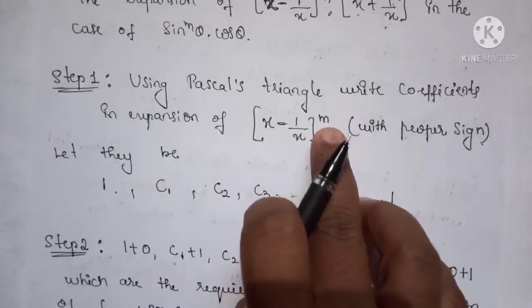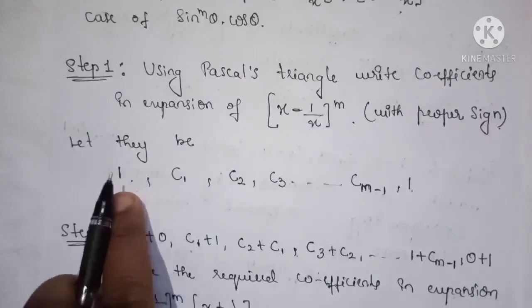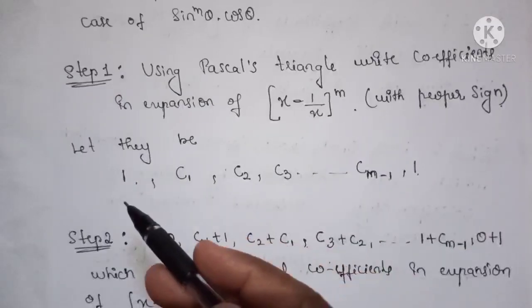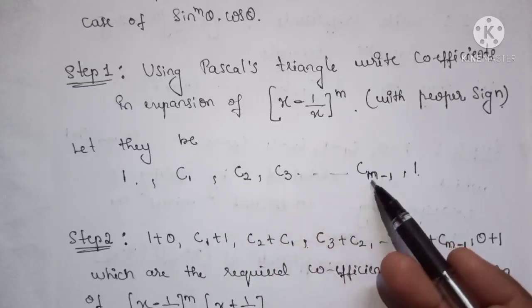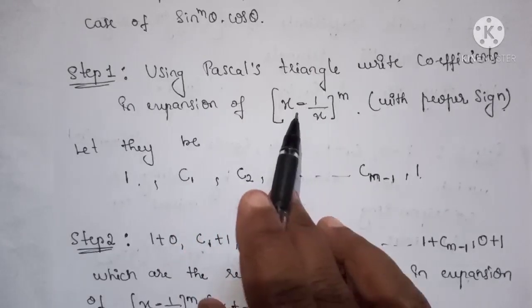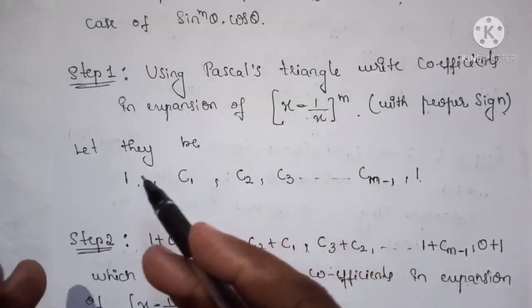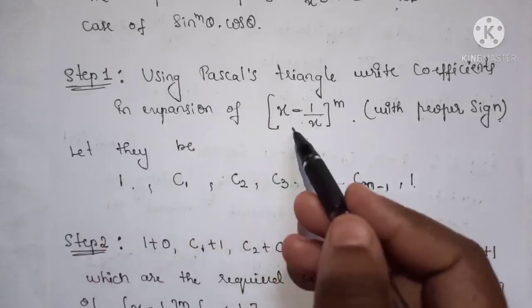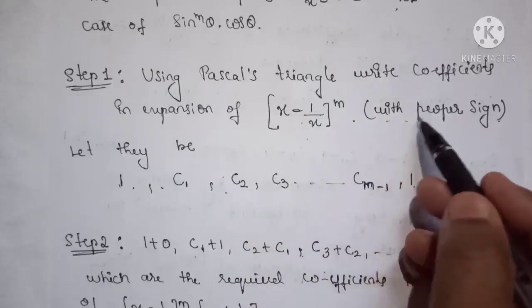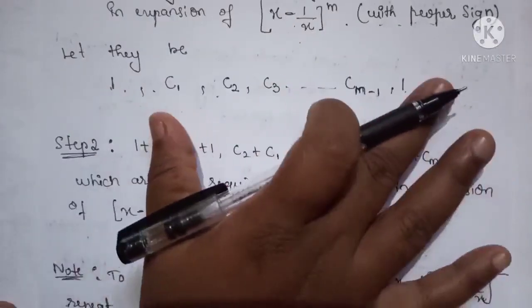For example, here our degree is m, so if it is 8, we have to write 1, 8C1, 8C2 and so on. So let those constants be 1, C1, C2, C3, up to Cm minus 1, and we should write them along with the sign, because if the first bracket is x minus 1 by x, then according to the binomial expansion we get alternately plus and minus. If it is minus, we should write plus, minus like this. So we have to write with the proper signs. First we consider all the binomial coefficients.